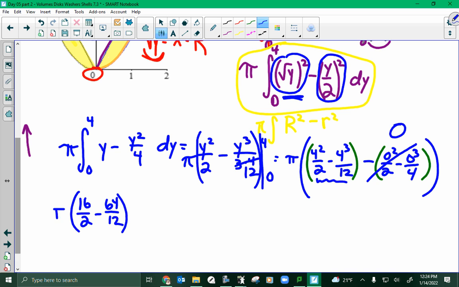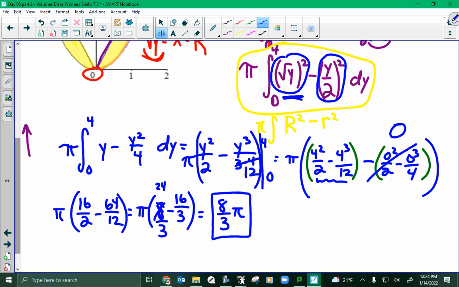Still got to multiply times pi, which means we have pi times 8 minus, no, 4 has to go into both of those. 4 goes into the bottom one 3 times, and 4 goes into the top one 16 times. Yeah, 16 times 24. Yep. Now let's combine them. 8 is like saying 24 over 3. Okay, so 24 minus 16 is 8 thirds pi. This is an exact answer right there.